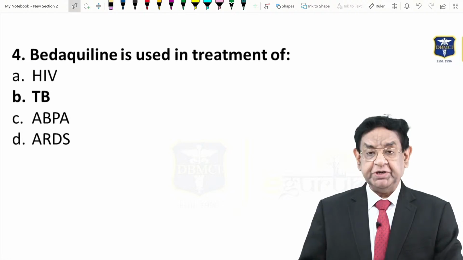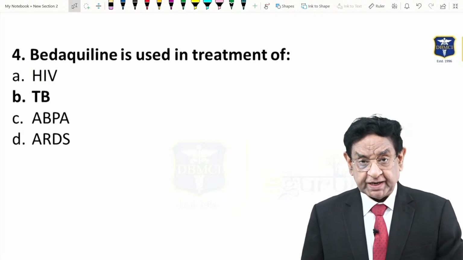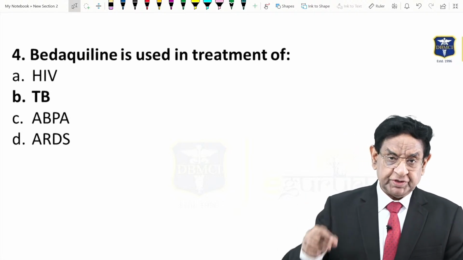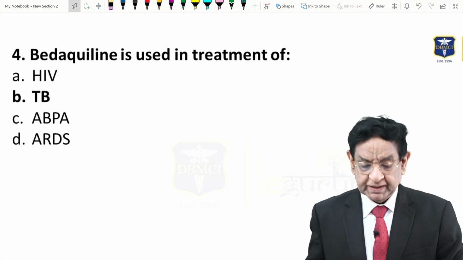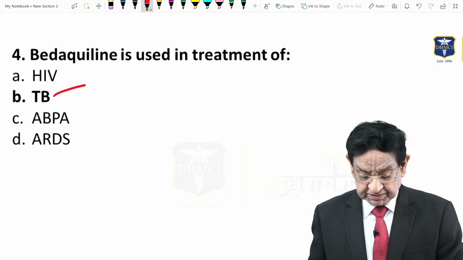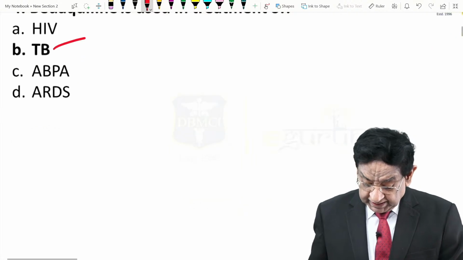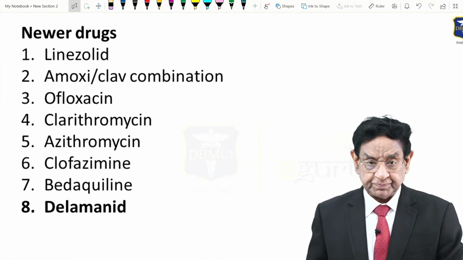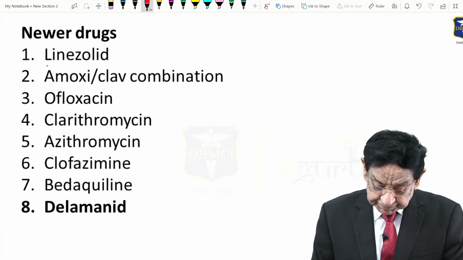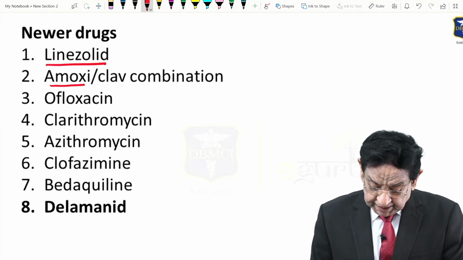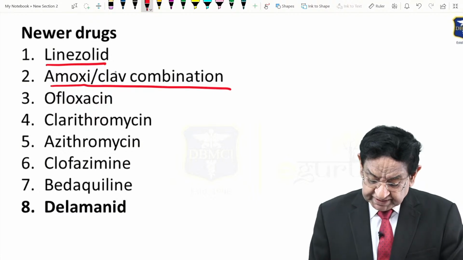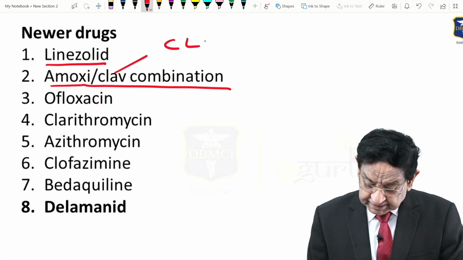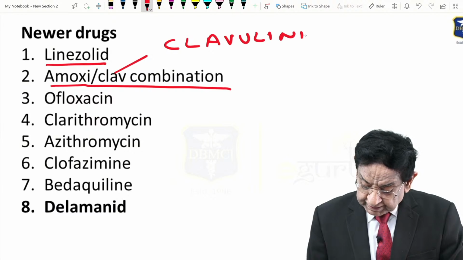Bedaquiline is again a new drug, again a recent advance, and this question will surely be coming to you, it is used in tuberculosis. Okay. Well, if you talk about newer drugs that we use in tuberculosis, they are linezolid, amoxicillin and CLAV. CLAV stands for clavulanic acid.